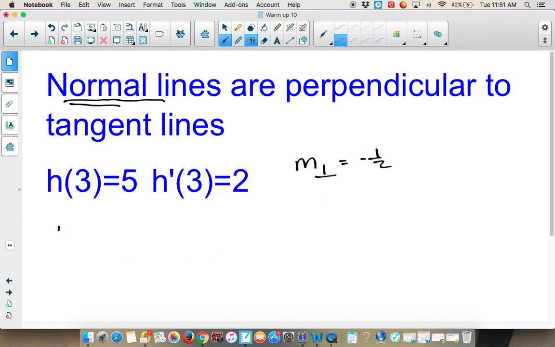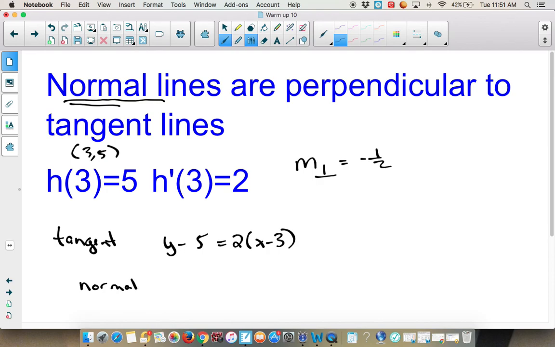So if I want the tangent line, given the information, that's going to be y minus 5, because this is the coordinate point 3, 5. That's y minus 5 is equal to 2 times x minus 3. Calculus is wonderful. We get to leave the question, we get to leave our answer in this form. My normal line is going to be y minus 5 equals -1/2 x minus 3. And that's it for today.